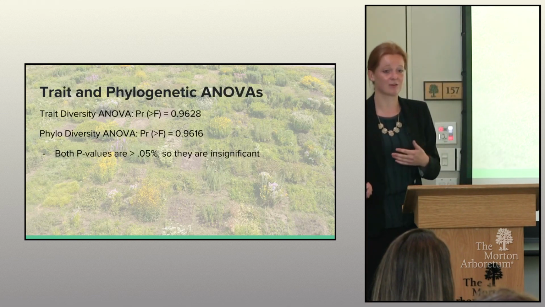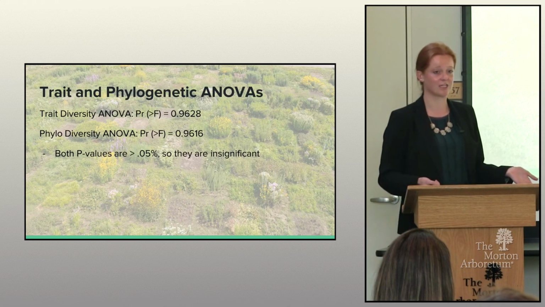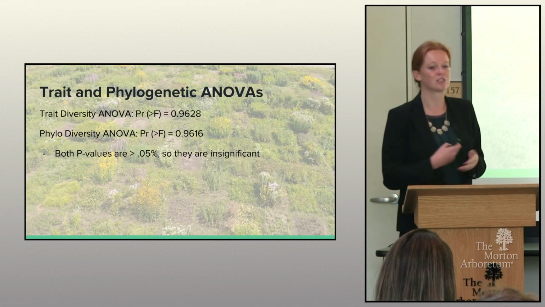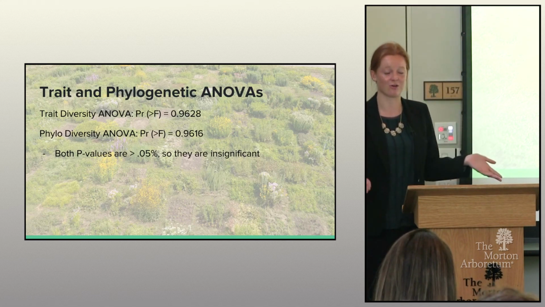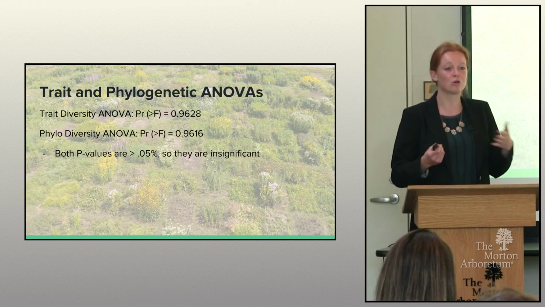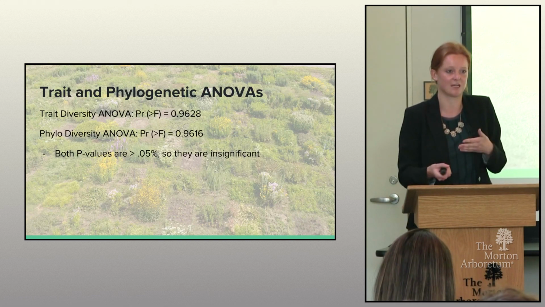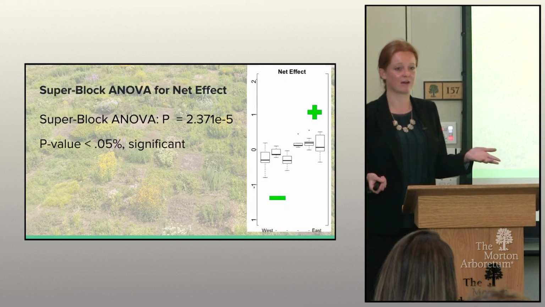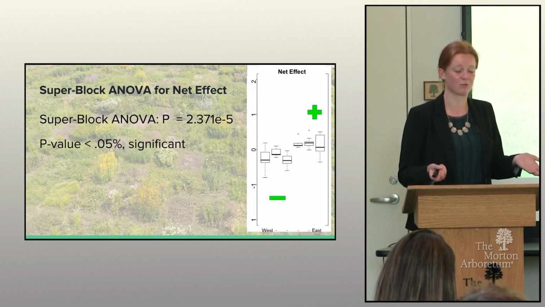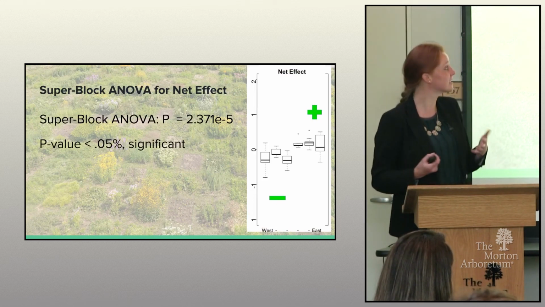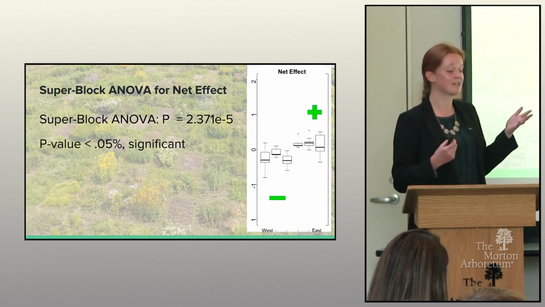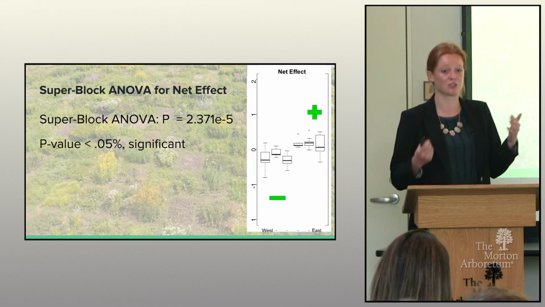Unfortunately, we found no significant results for the level of phylogenetic and functional trait diversity because their p-values were greater than 0.05, so we failed to reject the null hypothesis. So there was no difference in the level of treatment with the diversity effect. However, we found significance with the superblock factor because its p-value was less than 0.05, so we can confidently reject that null hypothesis. So we were seeing a difference in the diversity effect in the superblocks.